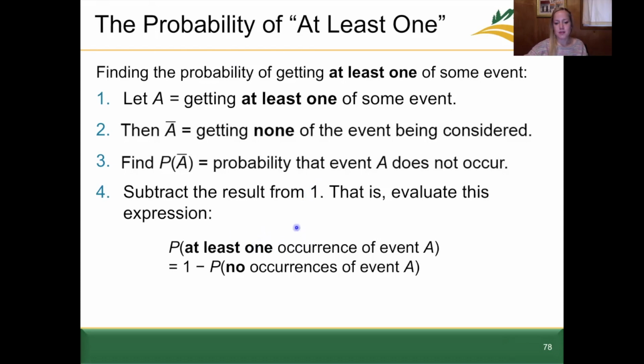So in this first part here, we're looking at the probability of A. In this second part here, this is our A bar. So the probability of A plus A bar has to equal 1. So then rearranging that equation, we can say the probability of at least one occurrence of event A is going to equal 1 minus P of A bar, where A bar is no occurrences of event A at all.